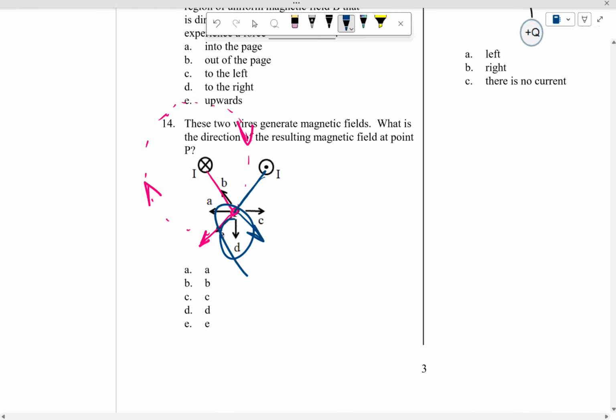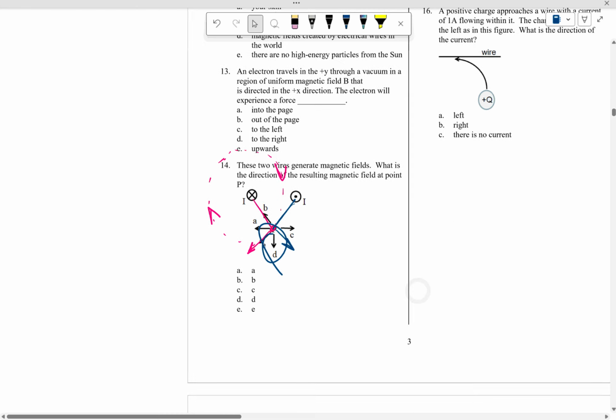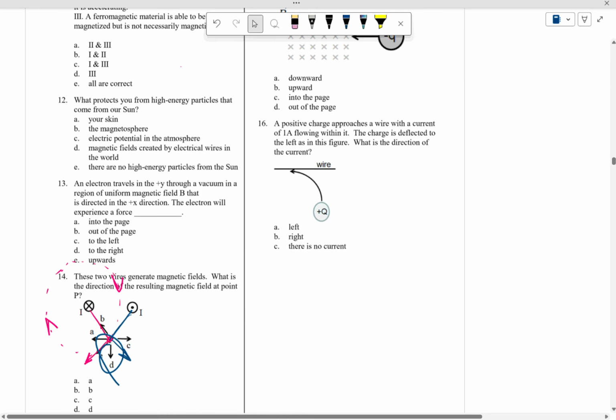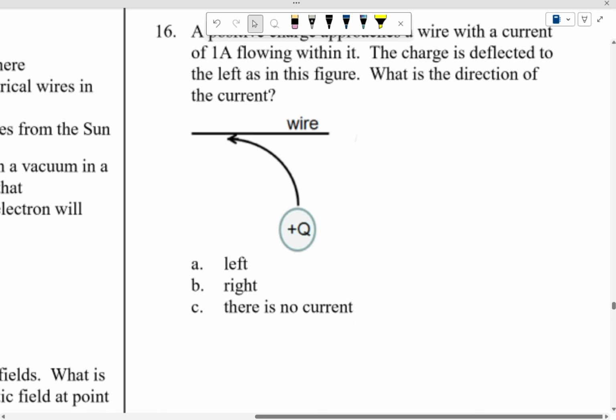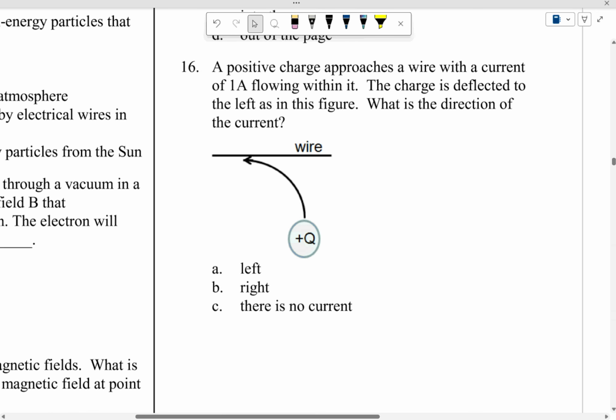I've had a bunch of questions about that particular question. I'm pretty sure there's one like 16. Can we just make sure we're up to date on 16? This one also requires you to do a couple of different right-hand rules.